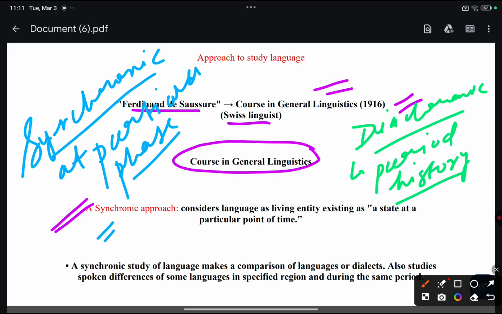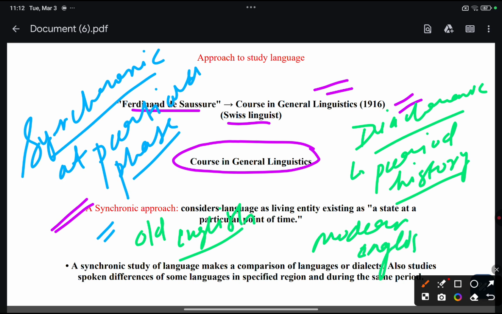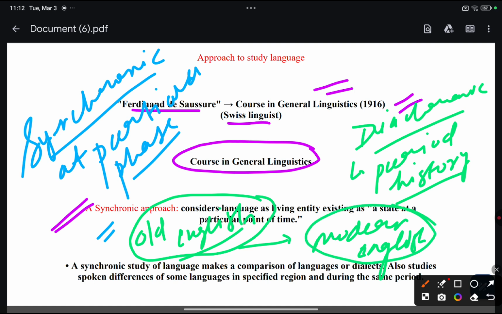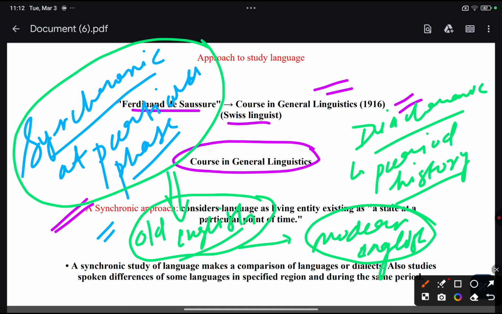We study the functions, but we study how those functions and features have evolved over a period of time. For example, if I take the English language, how has English evolved from old English, what were the features, and now in modern English, what are its features. So I am going to study the functions and features from old English to modern English. But in the synchronic approach, I will only study the functions which were there in old English. So this is the basic thing about the synchronic and diachronic approach of a language.